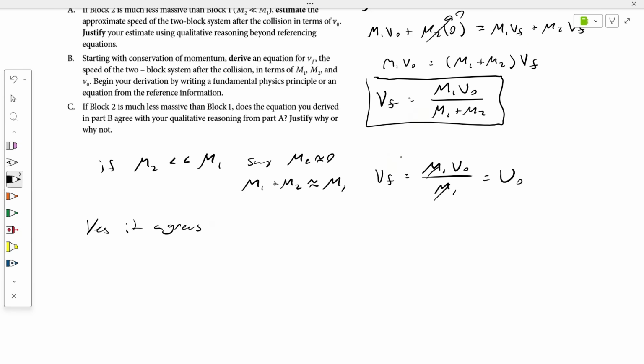When mass 2 is so much smaller, so when we have m2 much less than m1, we can say that m1 plus m2 is going to be about equal to m1, and then given this expression, the masses cancel and vf is about equal to v naught. And so you'd want to give kind of a paragraph response here.